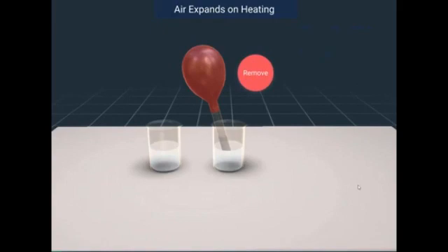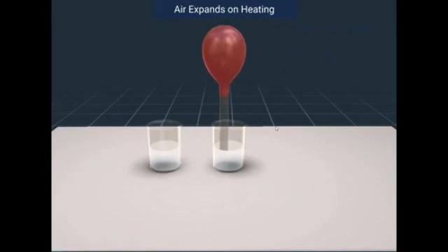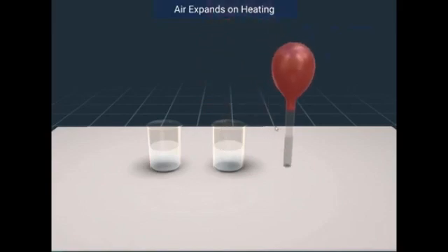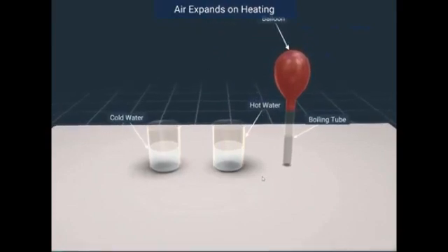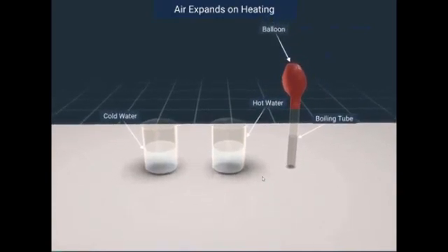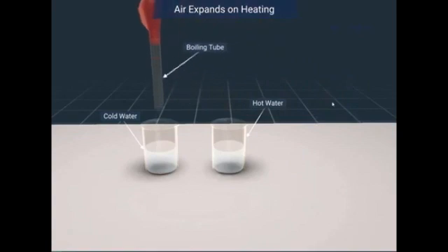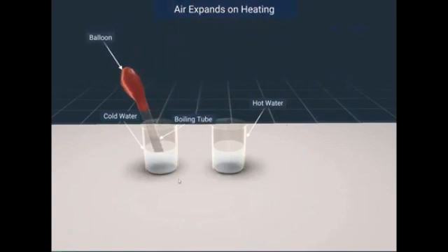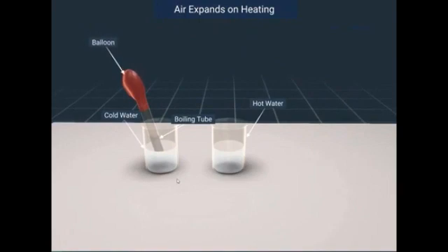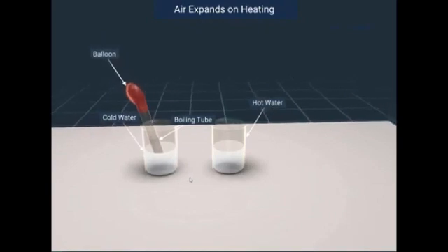We can see that the balloon inflates after some time. Now, take out the balloon and wait for some time. Place the boiling tube with the balloon in the cold water and observe. We can see that the balloon deflates. From these observations, we can infer that air expands on heating and shrinks on cooling.